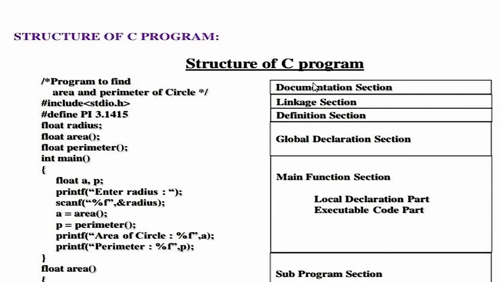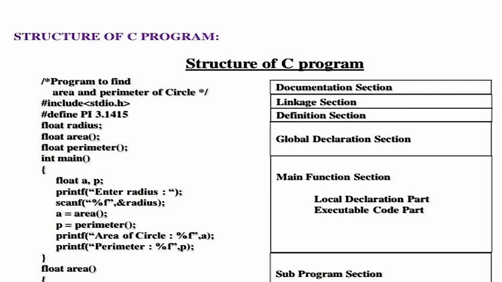The second section is the linkage section, as you can see over here, which says #include, and within the less than and greater than symbols, we have stdio.h. What is this? Basically, this stdio.h is a library which is already present in C. So we have to include this stdio library in our program, and we have to follow this particular syntax.